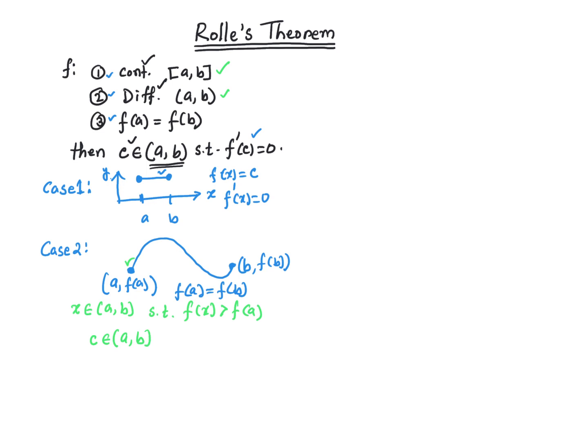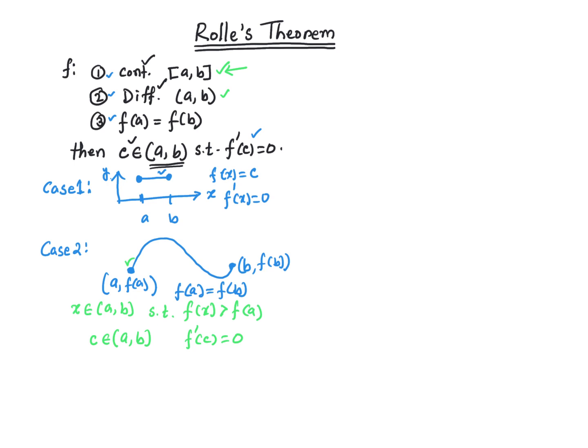Now, Fermat's theorem tells us that if there is a maximum somewhere, a local maximum, then the derivative at that point, f prime of C, must be equal to 0. Once again, the extreme value theorem ensures that there is a maximum point between A and B because of the continuity of the function on the closed interval [a, b].